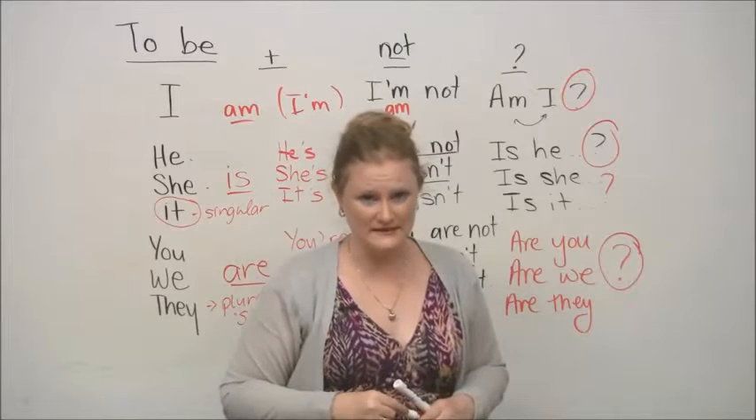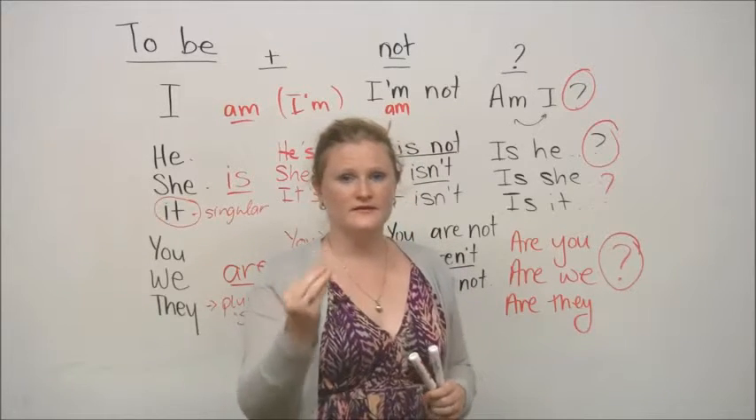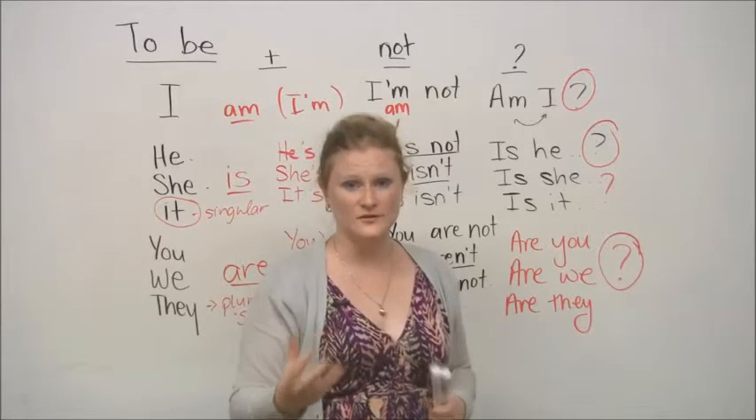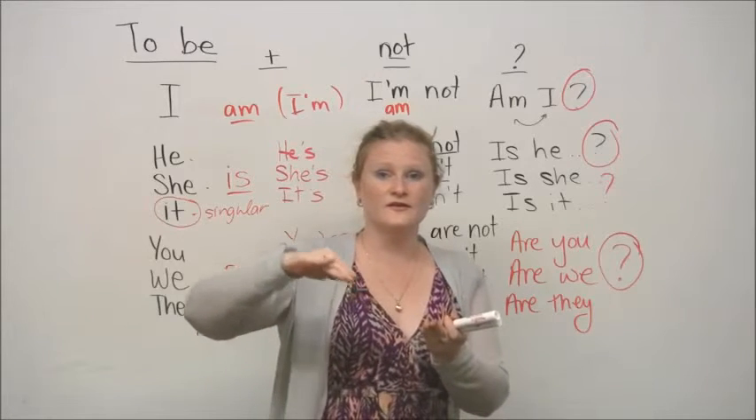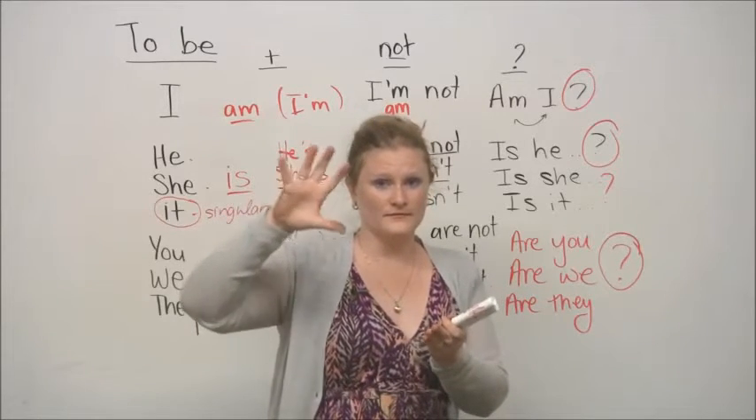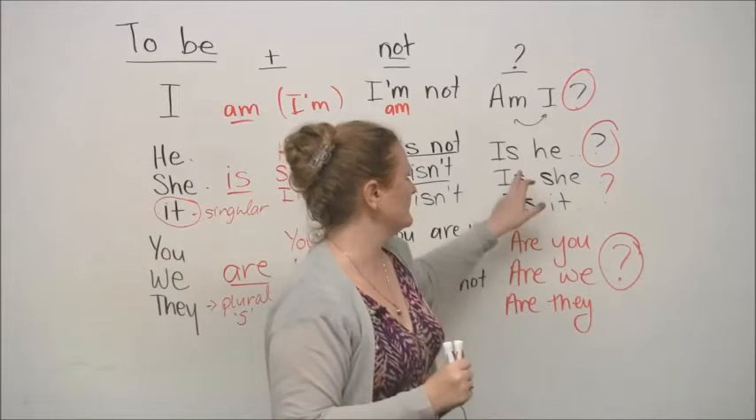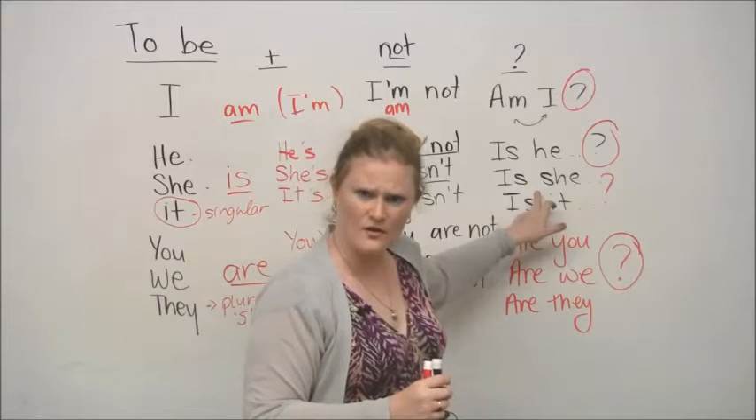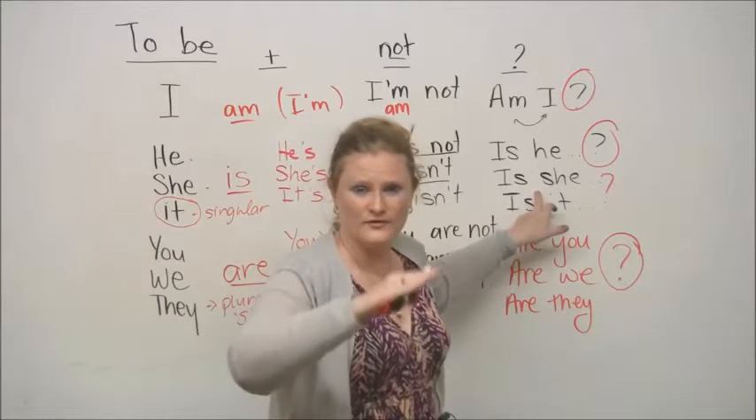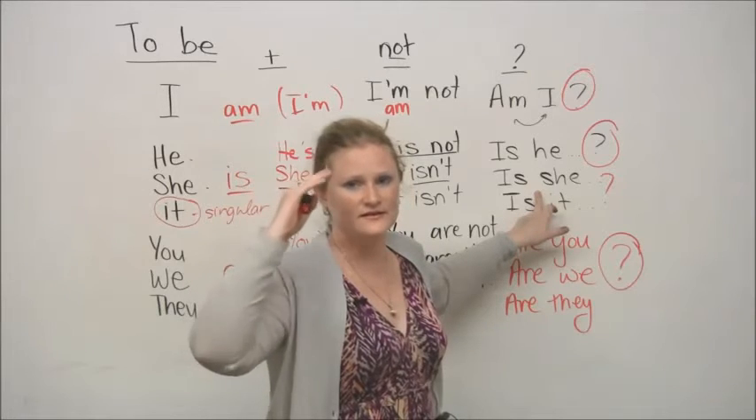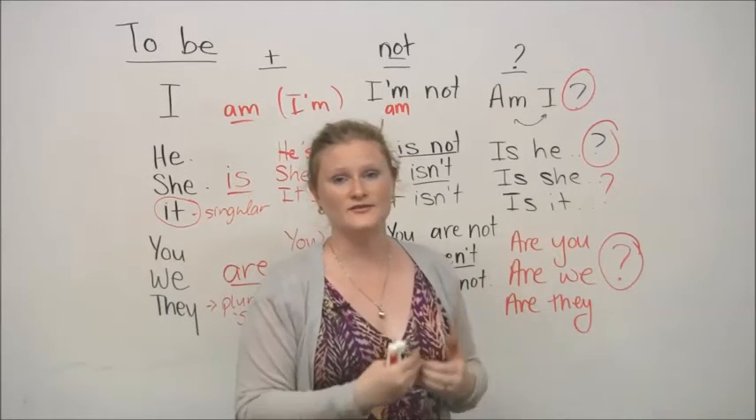When you are speaking, the way that the listener knows you're asking a question is your voice goes up. For example, I would say, is she okay? My voice has to rise at the end so that the listener knows that I'm asking a question.